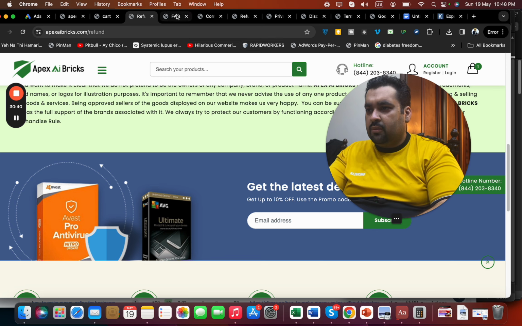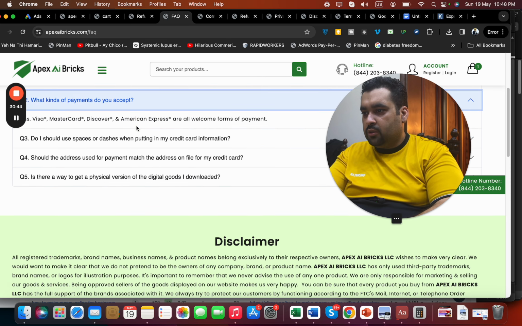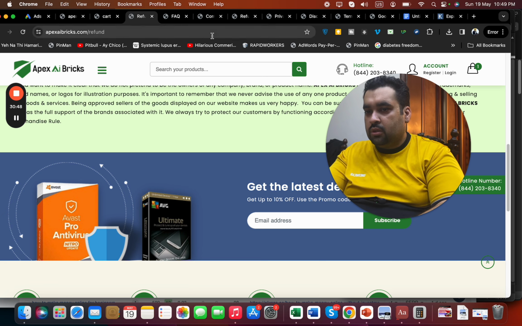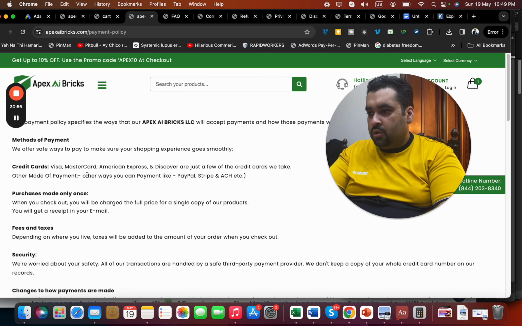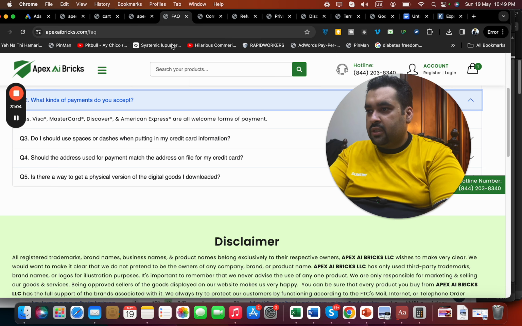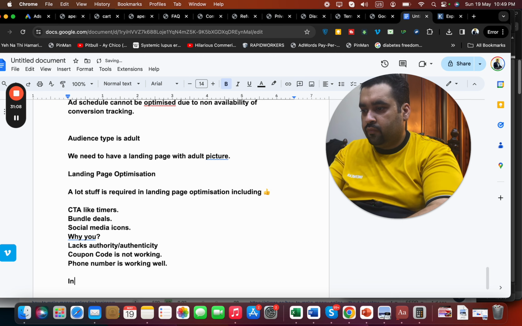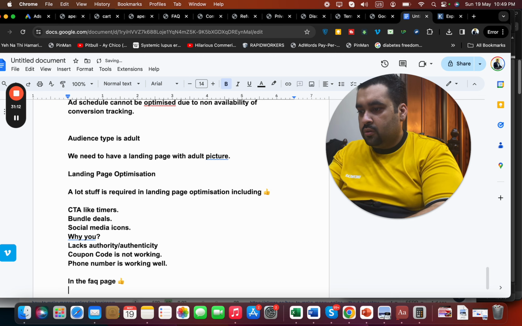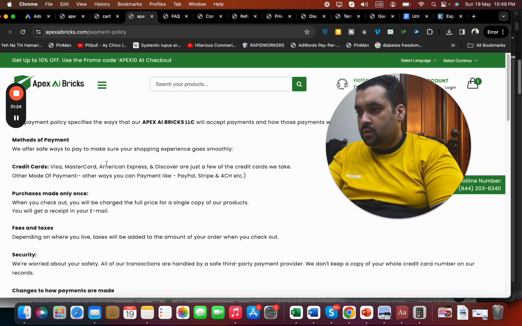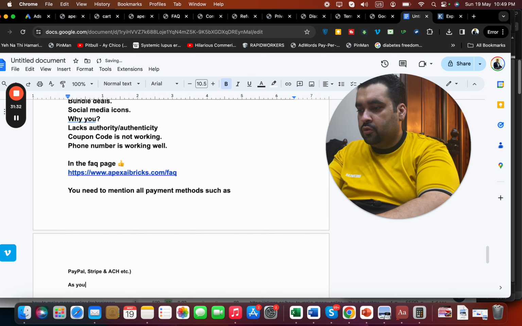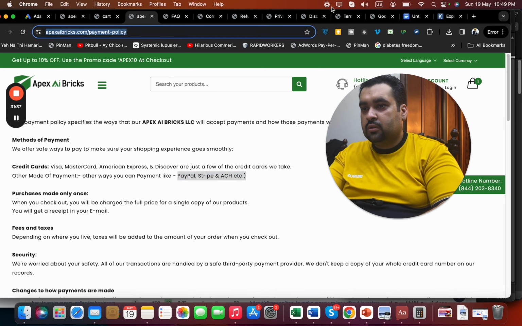It seems fine. I need to see what the competitors are doing. So it's just fine. What kind of payment methods do you accept? Visa, Mastercard. I had a client where both things were different, so I just want to match it with this. So you can see that you can pay via PayPal, Stripe, etc. This needs to be mentioned over here as well. In the FAQ page, you need to mention all payment methods, such as you have shown on this page.